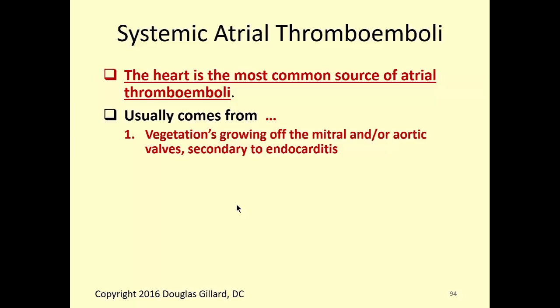So we're switching now. This is the atrial system. You can get embolisms of the atrial system. Where do they come from? Vegetations growing off the mitral or aortic valve, secondary to endocarditis. We'll talk about these more in a couple of weeks. These are bug balls. They're balls of bacteria that can grow on the valves.